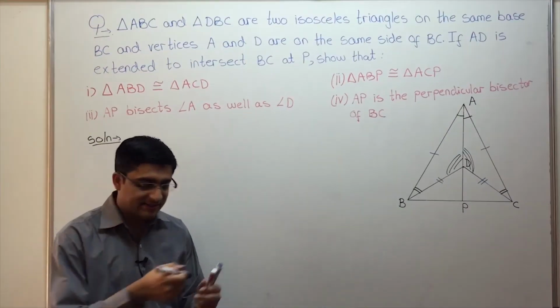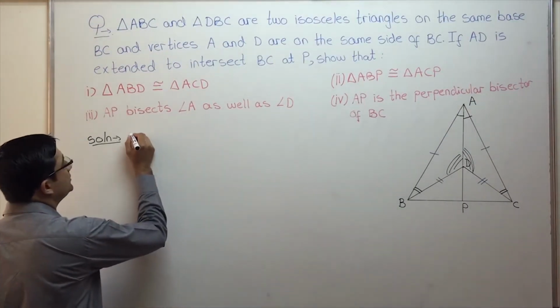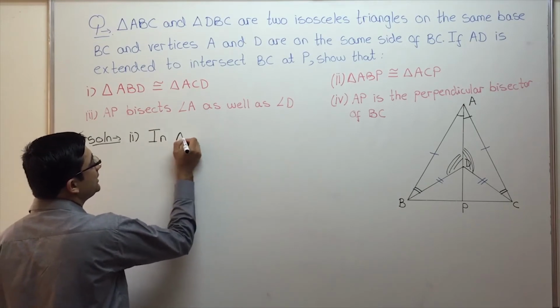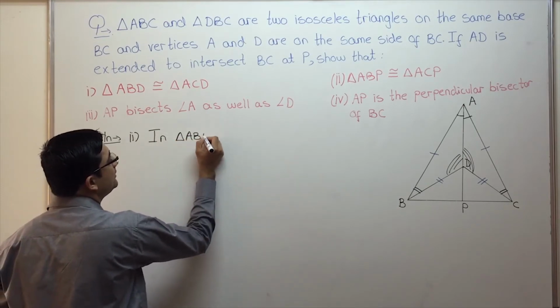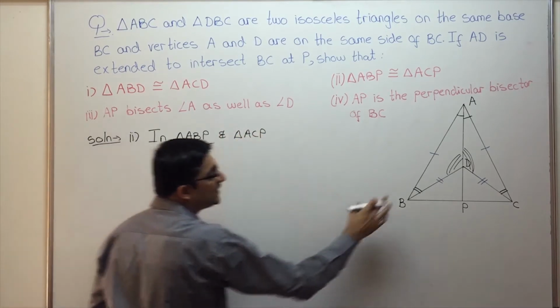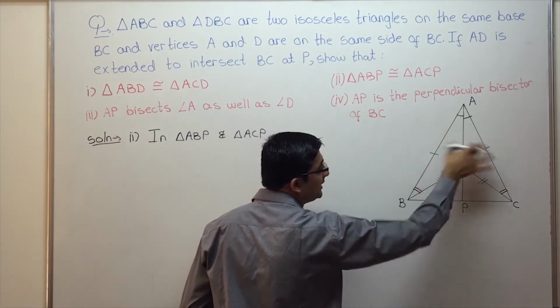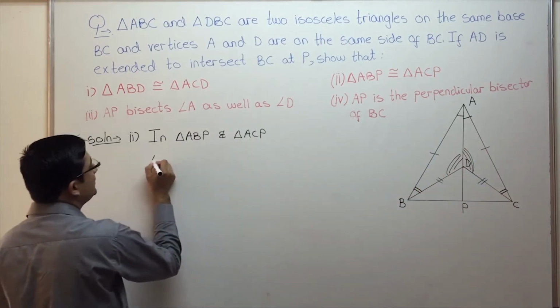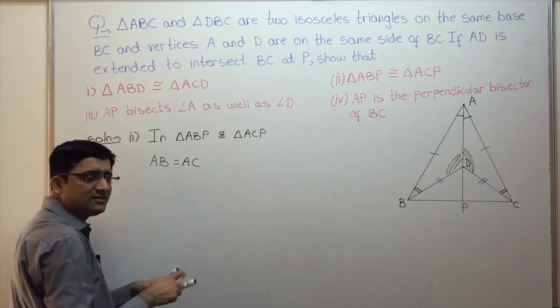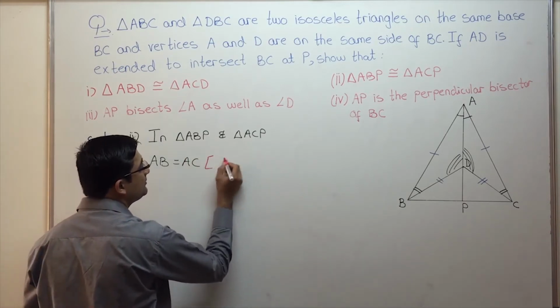So now let's move on to the second part. Which two triangles do we have? ABP and ACP. So in triangle ABP and triangle ACP, the first thing I know is that in these two triangles, AB is equal to AC. So write it down. AB is equal to AC. How do I know this? This over here is given to us. So mention in bracket, given.